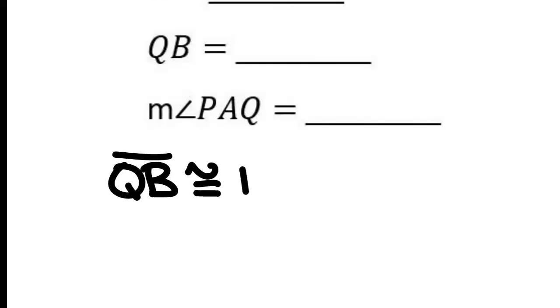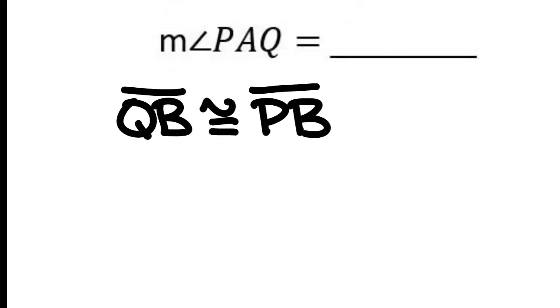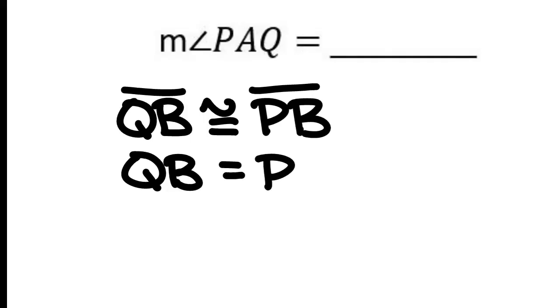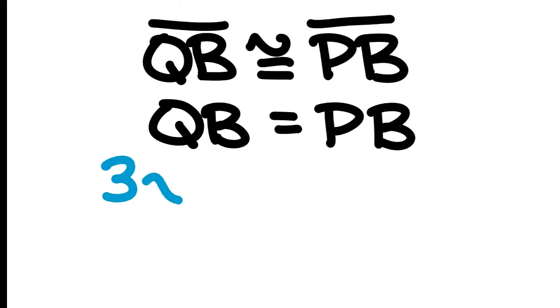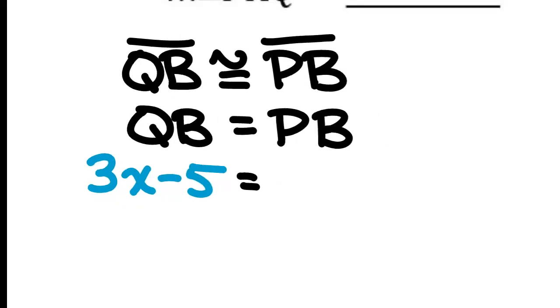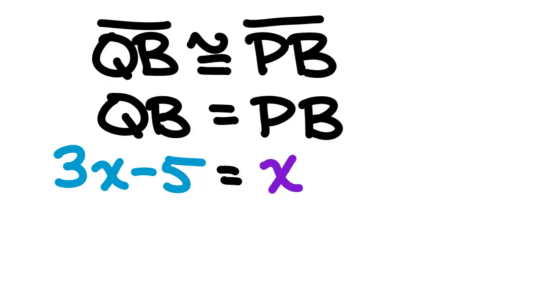They are congruent. QB is congruent to PB. If the segments are congruent, what does that mean about their measurements? They're equal. So the measurement of segment QB is equal to the measurement of segment PB. How big is segment QB? 3x minus 5 equals, how big is segment PB? X plus 17. Let's solve this for x now.